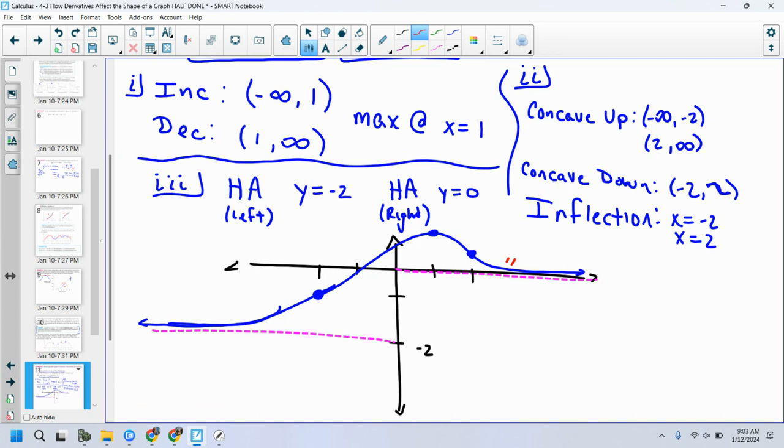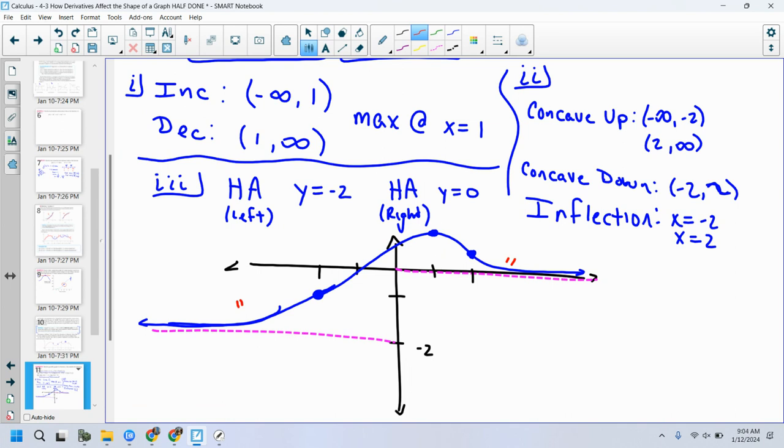First thing, is this increasing from negative infinity to 1? Is it going upward until I get to 1? And then it goes back downward again? Yeah. Is it decreasing from 1 to infinity? Yeah, it goes downward from 1 on. Is there a maximum point at 1? Yeah. Is it concave upward from negative infinity to negative 2? Yep, there's a happy face there. It's a slight one, but there is a happy face. Is it a frowny face going from negative 2 to 2? Yep, big one. Kind of slumped on the left side of it, but whatever.